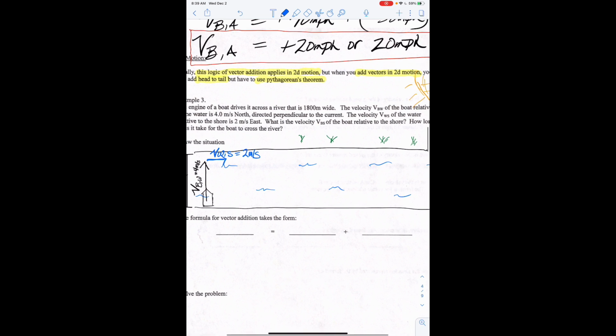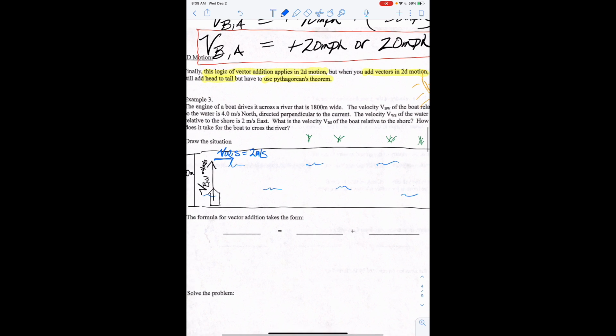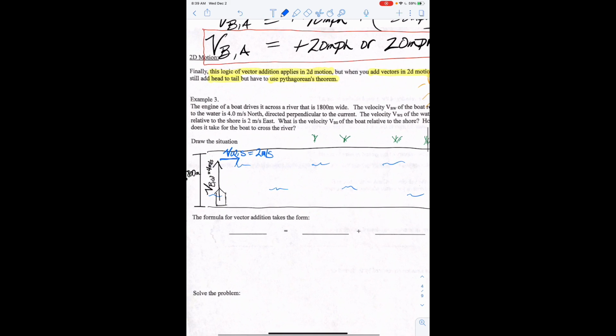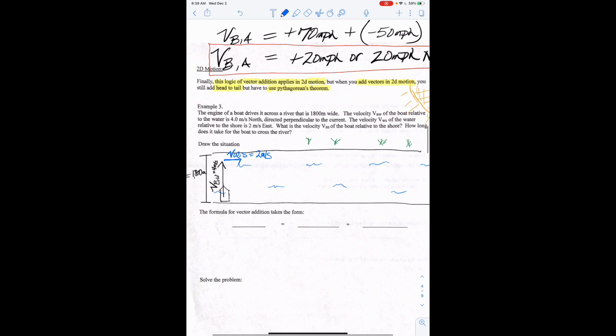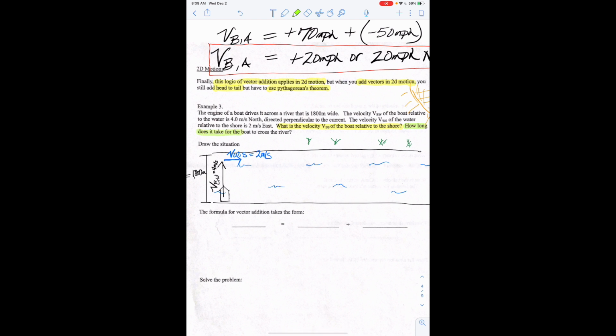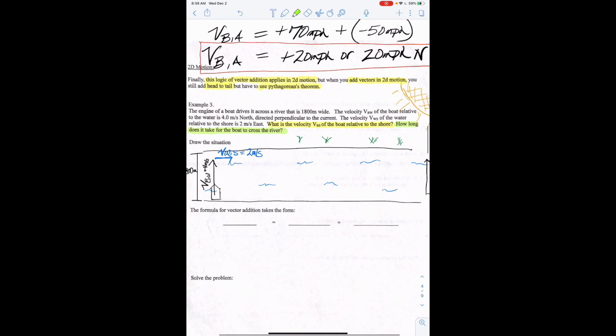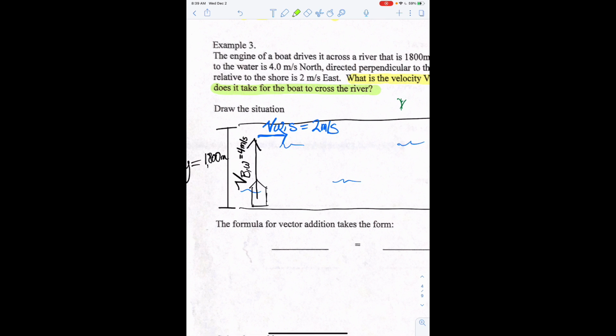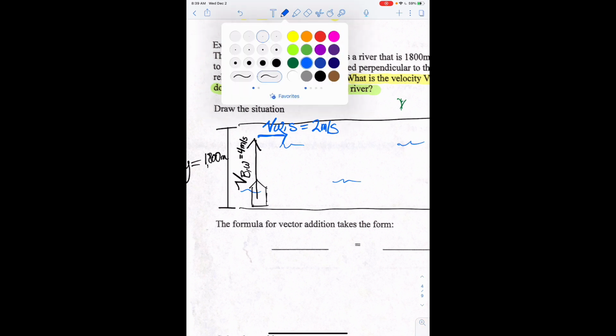And then it says, what is the velocity of the boat relative to the shore? And how long does it take for the boat to cross the river? So we've got a couple questions there that we are going to try to answer. We'll actually answer a couple more than just these two, because sometimes they'll ask us additional questions as well, and I'll point that out along the way. So what is the velocity of the boat relative to the shore? The velocity of the boat relative to the shore uses the Pythagorean theorem here. We're talking about this vector here.